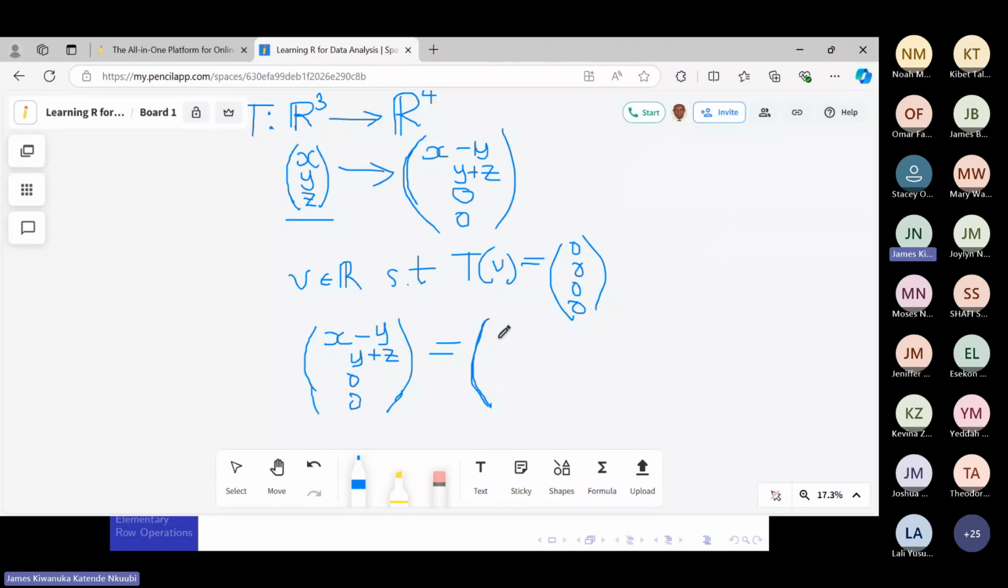Okay, so I want all this to be such that everything goes to 0. So I need to find values of X, Y, and Z which will satisfy this condition. If I find those values, then I'll be able to construct my kernel, all the vectors that are mapped onto 0. So can you find these values, X, Y, and Z, that satisfy this?